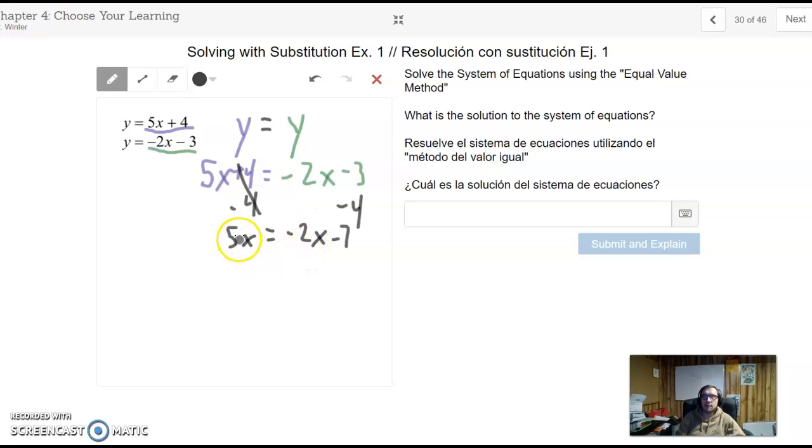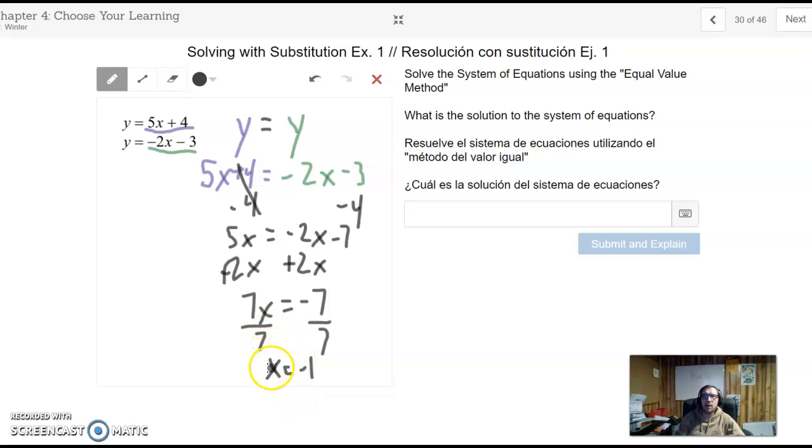Now I need to get the negative 2x to the other side, so the operation would be adding 2x to get those to eliminate on the right side. If I add 2x to both sides, I get 5x plus 2x is 7x. What's left on the right side? Negative 7. Divide both sides by 7, right? 7 times x, so I undo it with division. x equals negative 7 divided by 7 is negative 1. Well, that's half of my solution for a system.